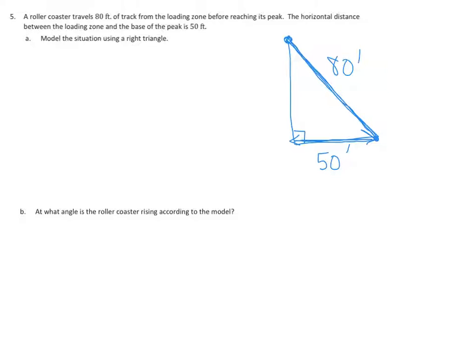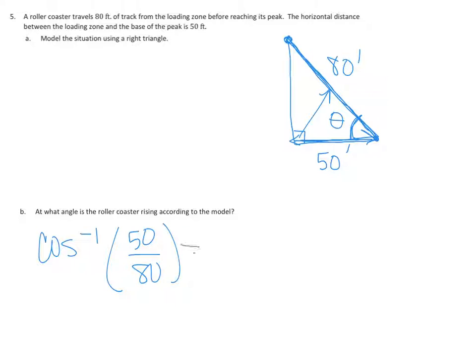At what angle is the roller coaster rising according to the model? So really, what is this? It looks like I have a hypotenuse and an adjacent. So I want cosine negative 1 of 50 over 80. Cosine negative 1, 50 divided by 80. That gives me an angle of elevation of 51 degrees, 51.3 approximately.